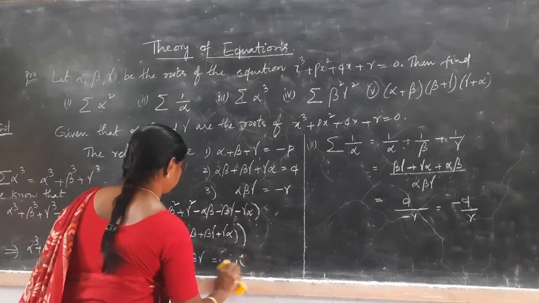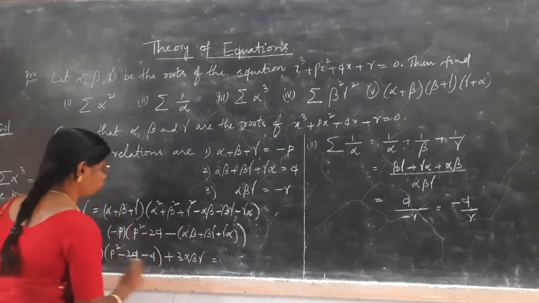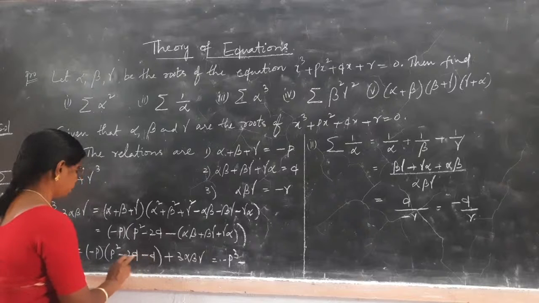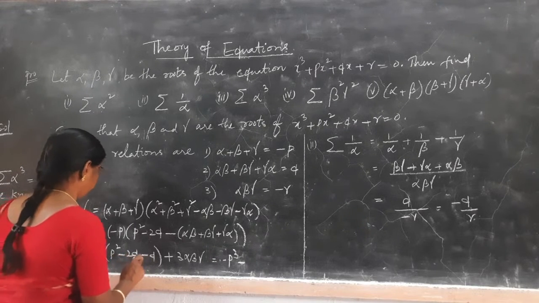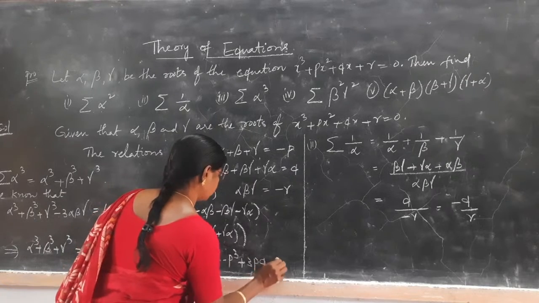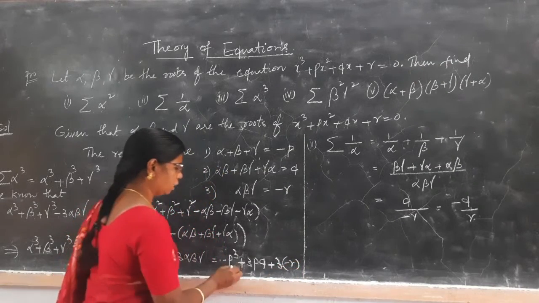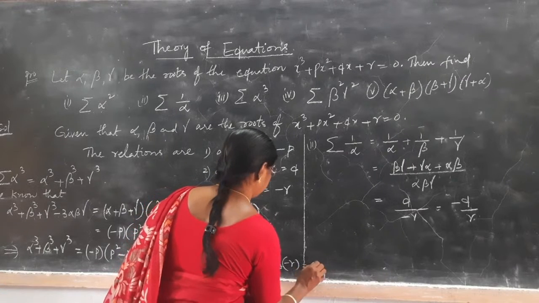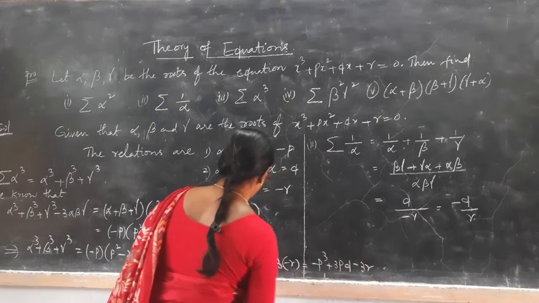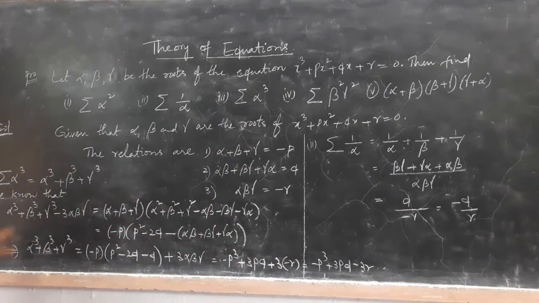Now very simple. This is equal to minus p into (p squared minus 3q), let's multiply. Minus p cubed plus 3pq, plus 3 into alpha beta gamma, which is minus r, so minus 3r. Okay, this is your answer: minus p cubed plus 3pq minus 3r. That is your answer. You have to remember this formula.